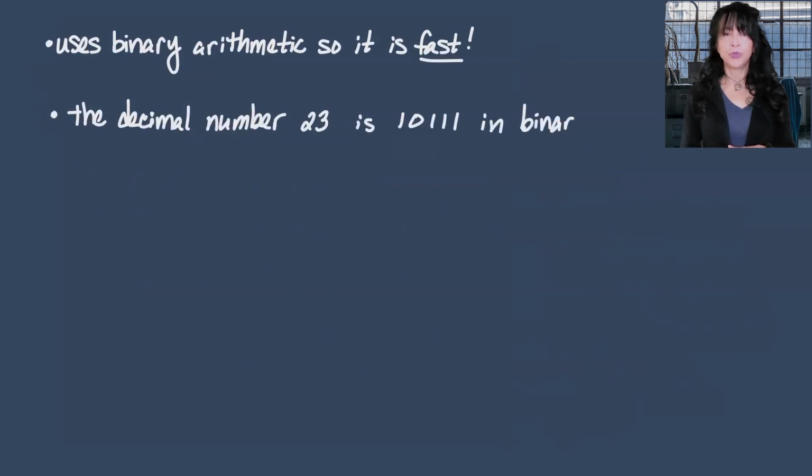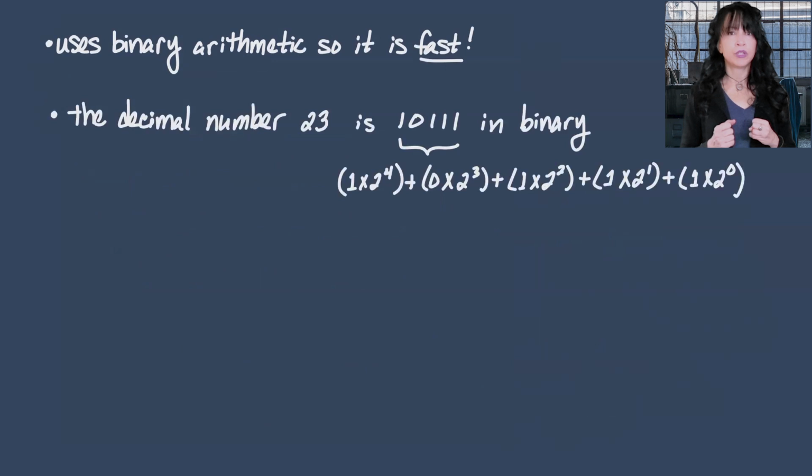In binary, this is written as 1, 0, 1, 1, 1, and these ones and zeros represent coefficients on powers of 2 that you can add together to get 23 back. The 1, 0, 1, 1, 1 means that you get 1 times 2 to the 4th plus 0 times 2 to the 3rd plus 1 times 2 squared plus 1 times 2 to the 1st plus 1 times 2 to the 0. Add that up, you'll get 23. By working in binary, there's lots of operations in math that we can make a lot faster.